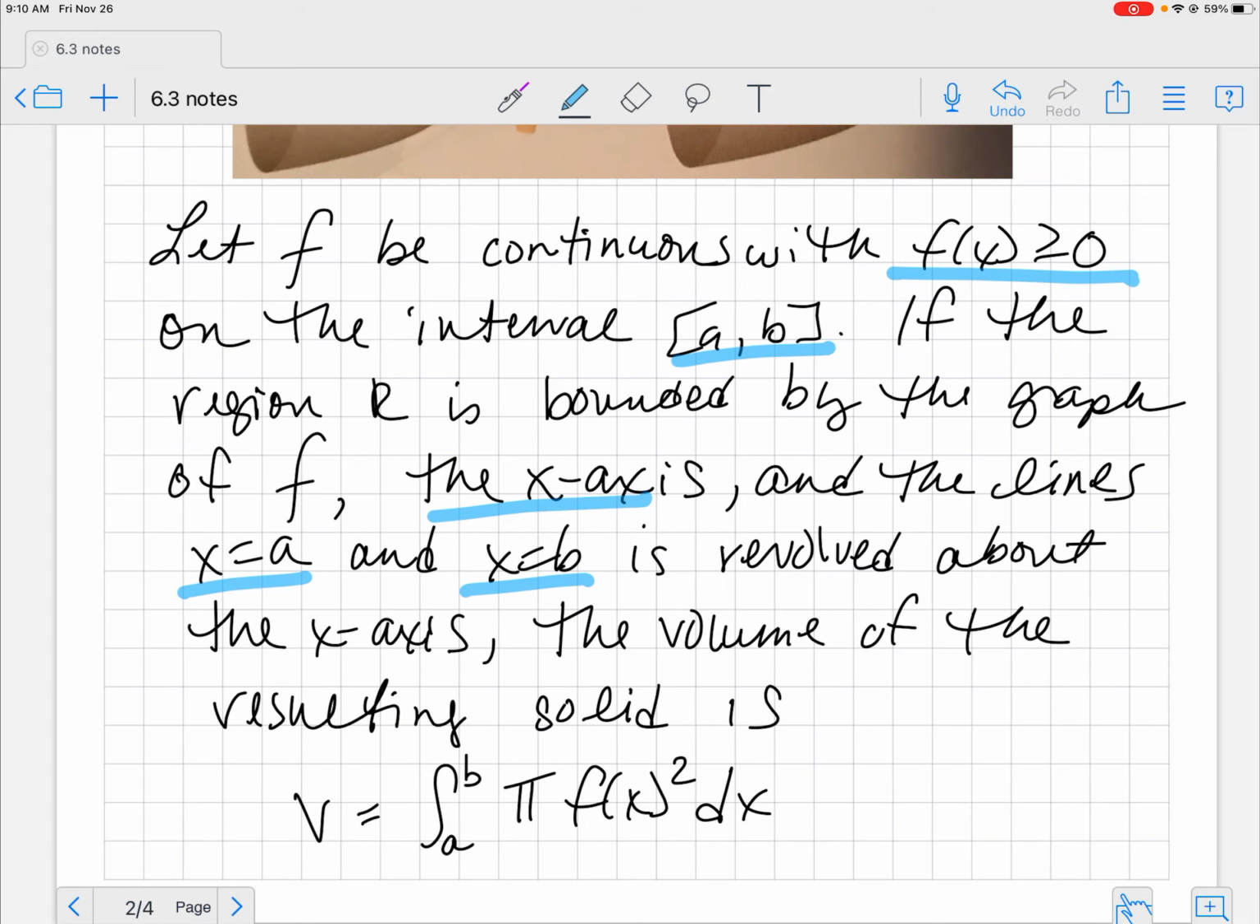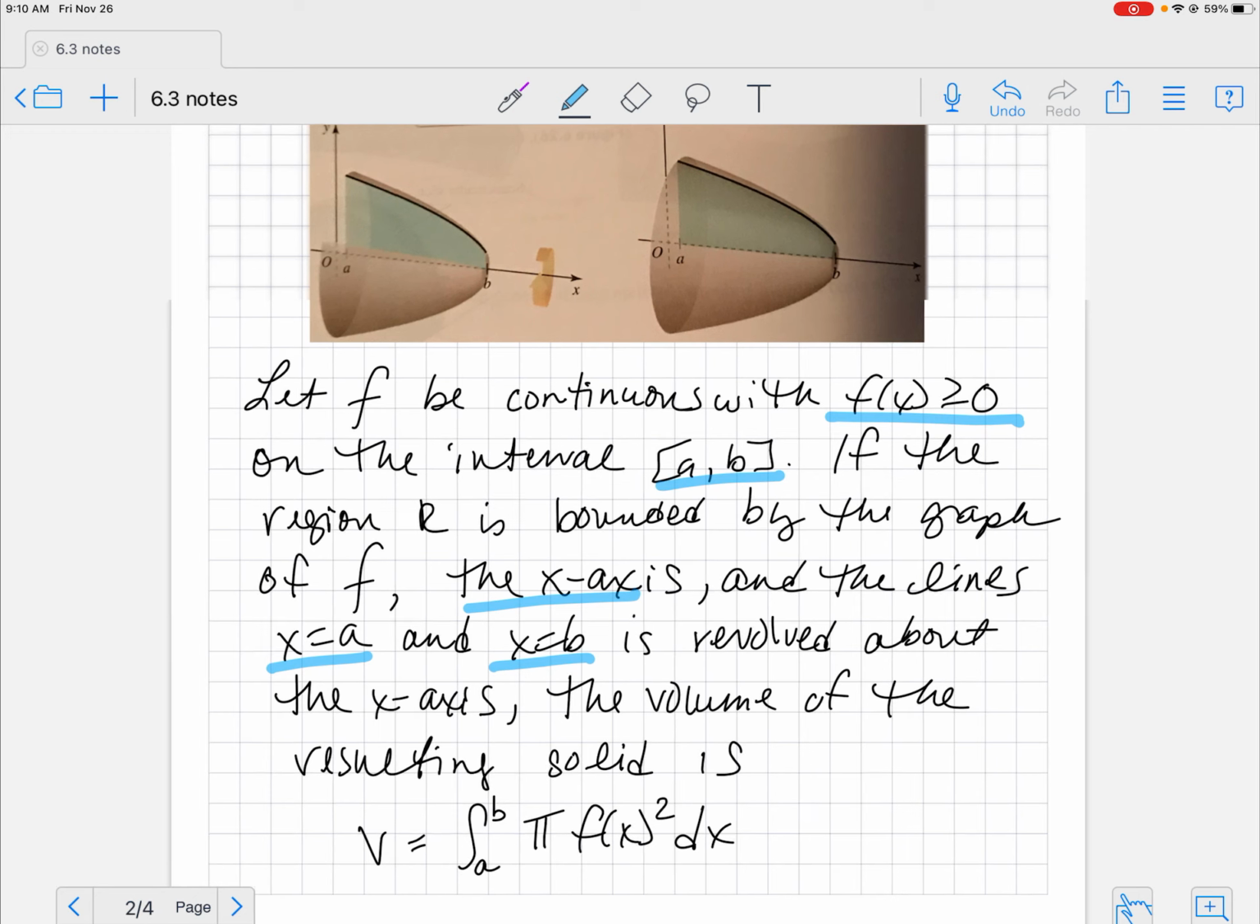My volume here, I'm going to squeeze this in just to see this piece right here. My volume is going to go from A to B. So I've got these two vertical lines from A to B, my function right here and my x-axis. That is what this blue part is. So I'm going to take this region and I'm going to spin that region around the x-axis, and that's kind of like a cone, but not really, just because I knock it off here at B, from A to B, and then I'm spinning that around.